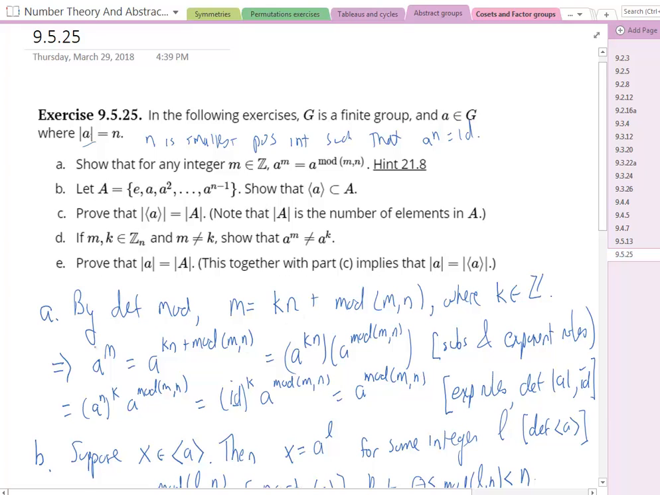All right, and that's what we wanted to show. We start out with a to the m, and we ended up with a to the mod of m n. So that finishes the proof of part A. All right, now part B.